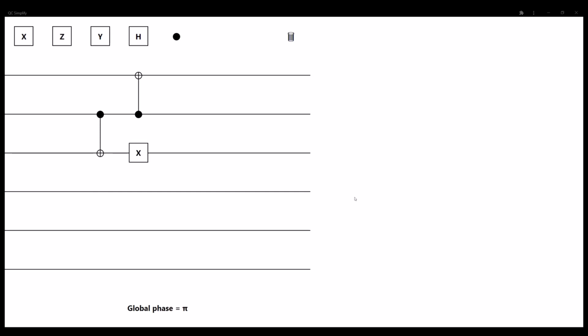Could you work with other gates like rotation Y, rotation Z? Yeah, I might add some of those gates later on. So far it has these 5, but I might add rotation gates later.